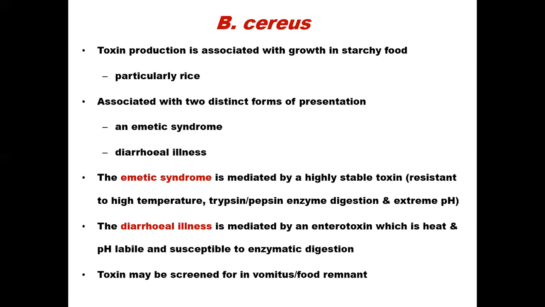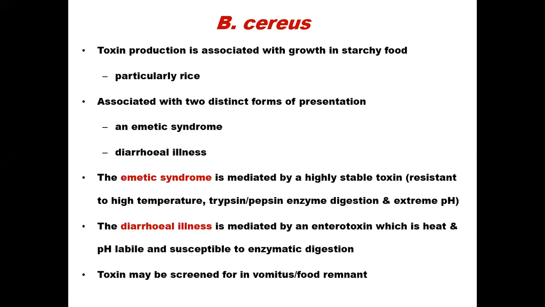Another agent that is commonly associated with food poisoning is Bacillus cereus. Unlike Staph aureus, toxin production is associated with starchy food, particularly rice, white rice, fried rice. Now, there are associated distinct clinical forms of food poisoning due to this organism.